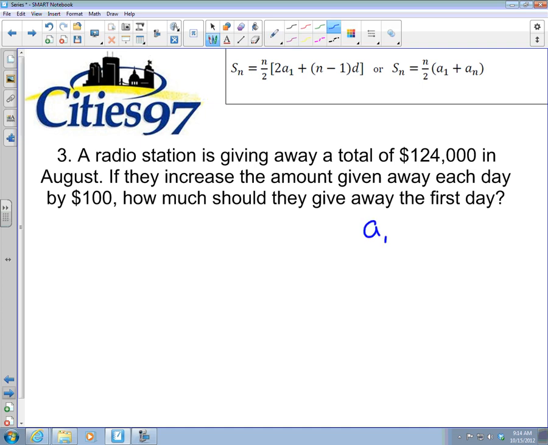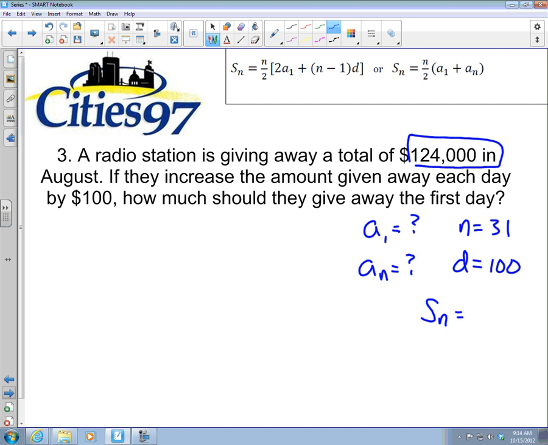Okay. So a sub 1, once again, we don't know what that is. A sub n, the last day, I don't know what that is either. But I do know this. How many days are they going to be giving stuff away? Well, in August, there's 31 days. So that's your n. Common difference, it's going up by $100 every day. And they gave away a total of $124,000. So S sub n equals 124,000.